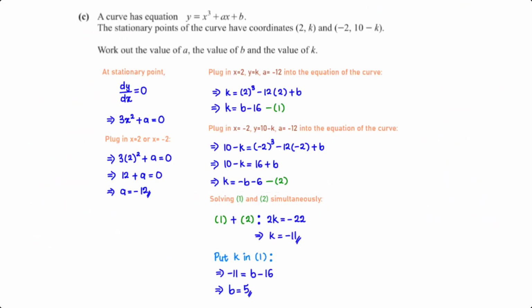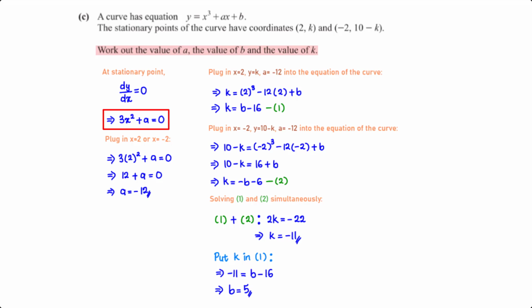A curve has equation y equals x cubed plus ax plus b. The stationary points of the curve have coordinates 2, k and negative 2, 10 minus k. Work out the value of a, the value of b, and the value of k. We know that at any stationary point, dy dx equals 0. When we differentiate the equation of the curve, we get 3x squared plus a. So to get the stationary point, we equate 3x squared plus a to 0.